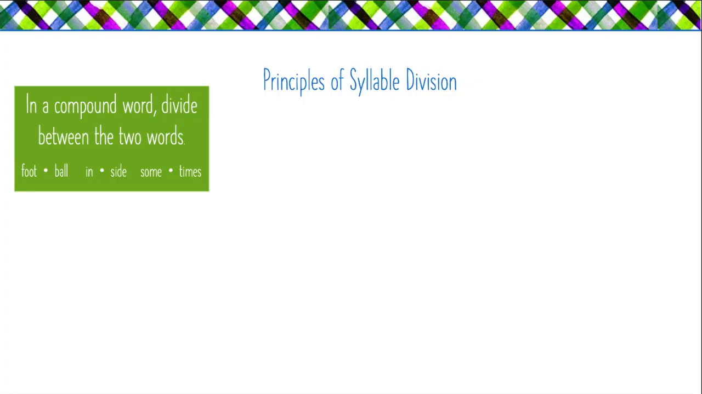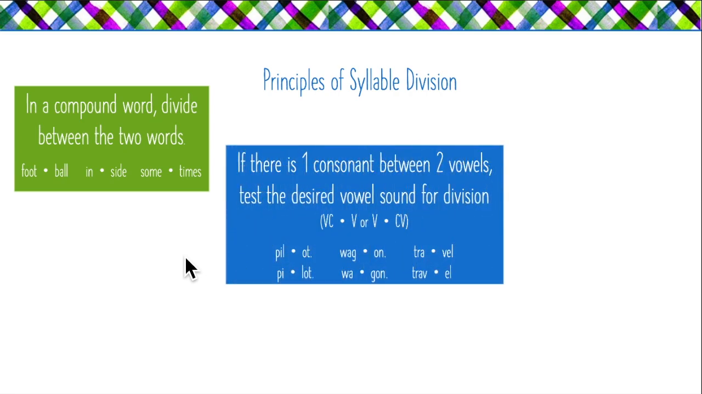So compound words, that's a syllable division you see in print that's going to help with decoding. Then if you have a consonant between two vowels, you're going to have a choice. You want to look for your desired vowel sound, either after the first vowel or after the consonant. So you end up with either pilot or pilot. That vowel sound will be determined by where that syllable break is.